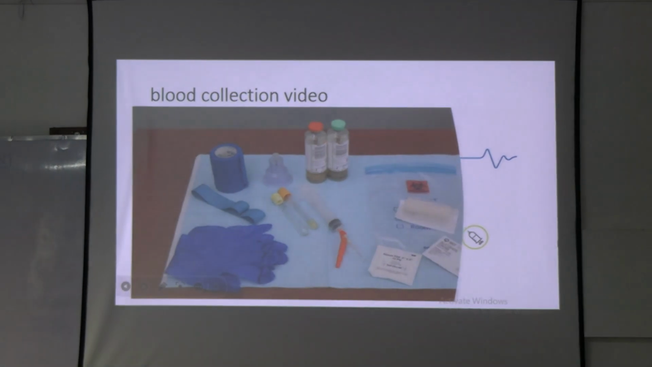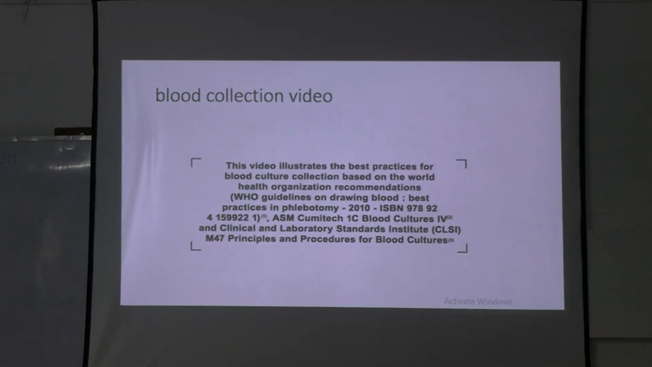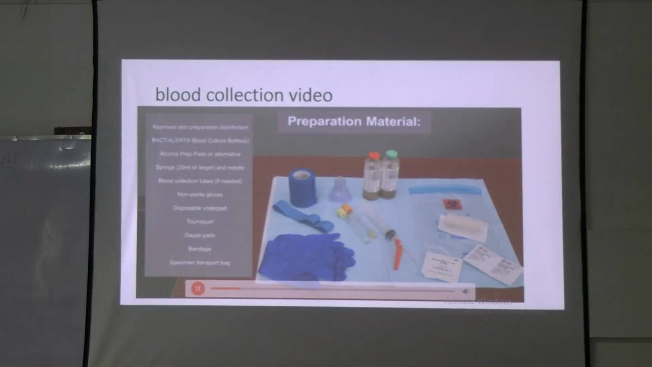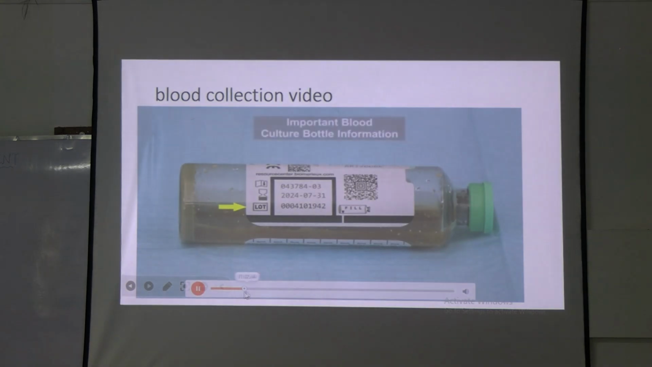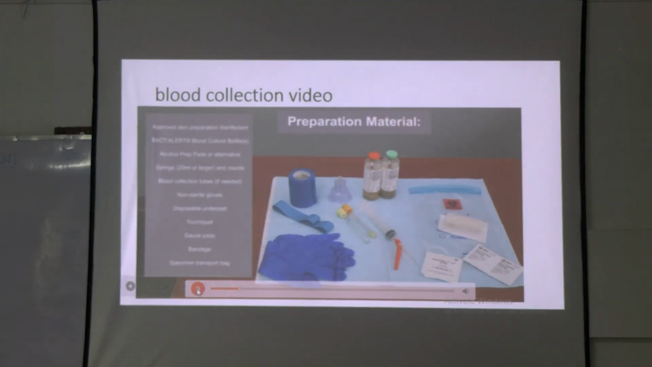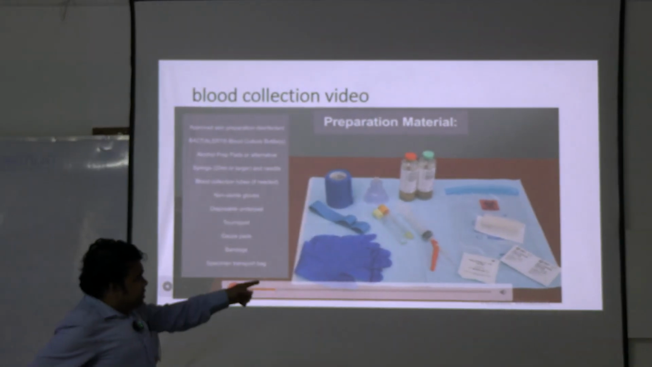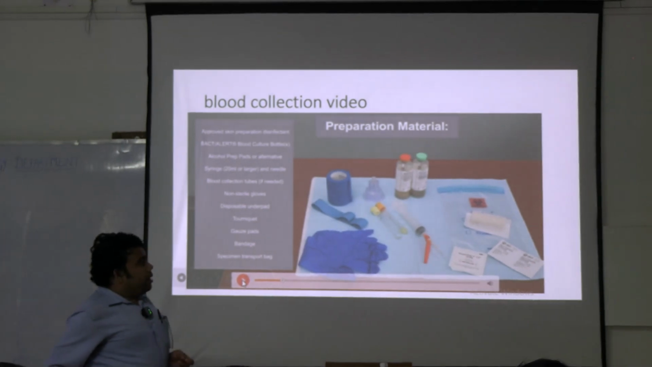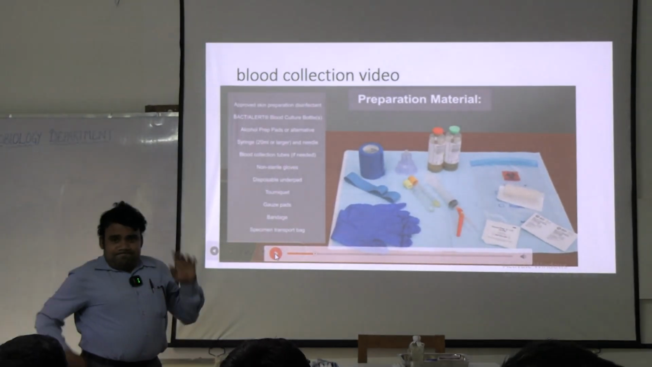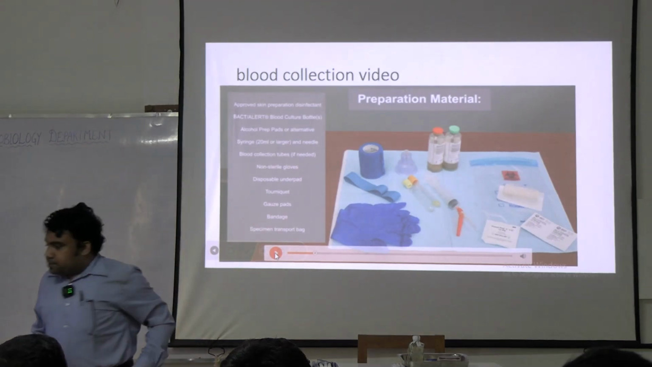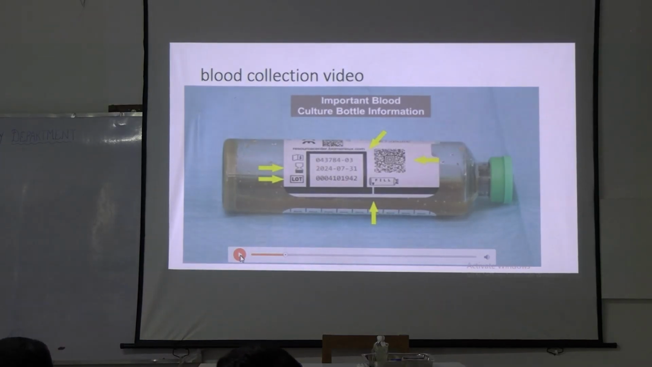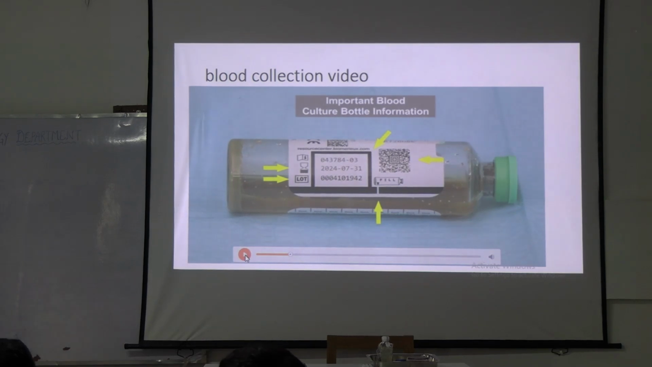So what are the things that we need? We need a blood culture bottle, a syringe, gloves, a tourniquet, and we need to maintain aseptic technique. After taking the bottle, you must look at the expiry date and the lot number, and check whether this bottle is appropriate to send for culture or not.